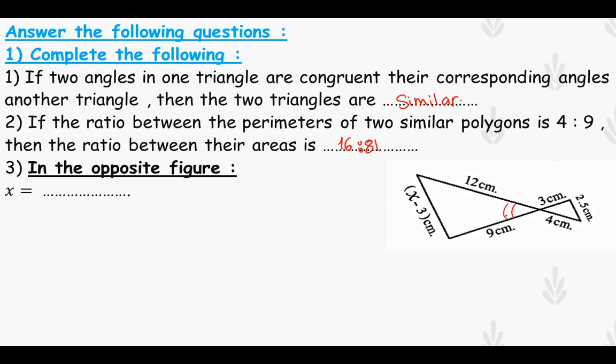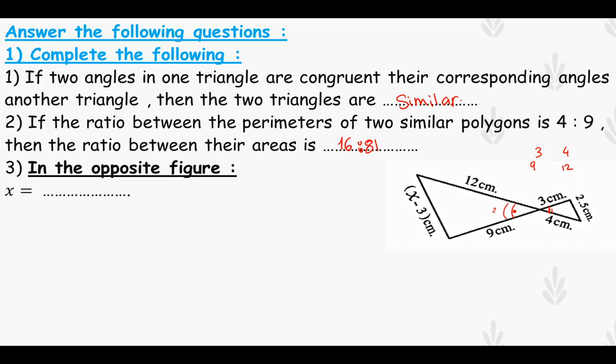We all know that the measure of this angle corresponds to the measure of this angle. The two angles are equal because they are vertically opposite angles, so measure of angle 1 equals measure of angle 2. The two enclosing sides are 3 and 4 in one triangle, and the two enclosing sides are 9 and 12 in the other.